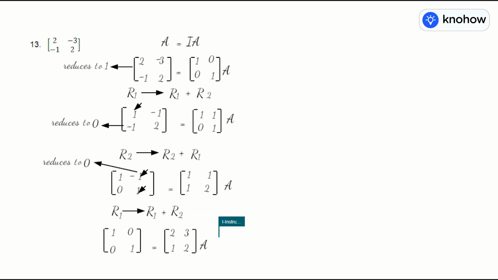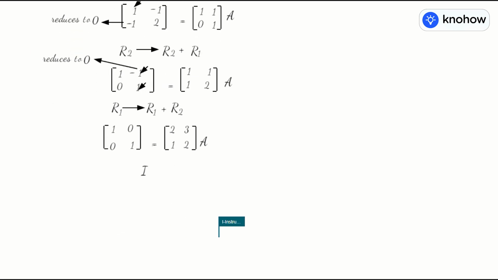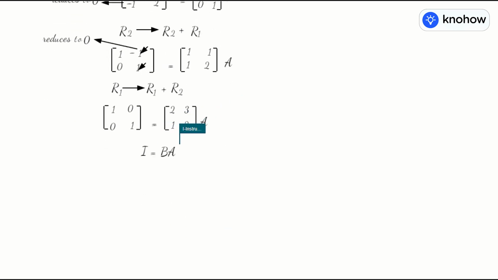So now which form have we got? I equal to BA. So obviously the value of A inverse is equal to B, and what is the value of B? We are calling it a matrix [2, 3; 1, 2]. So let me conclude that the A inverse for the given matrix A finally comes to be [2, 3; 1, 2].